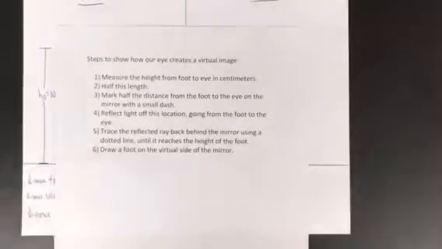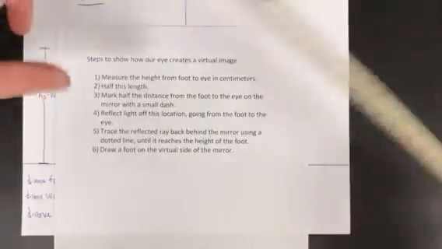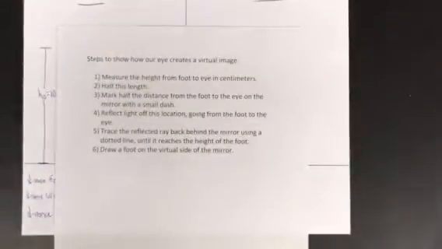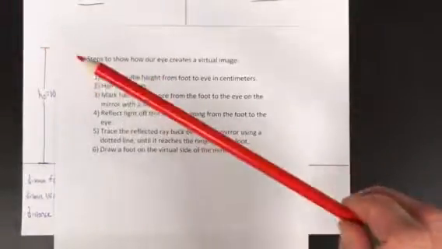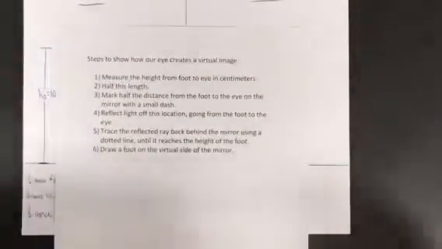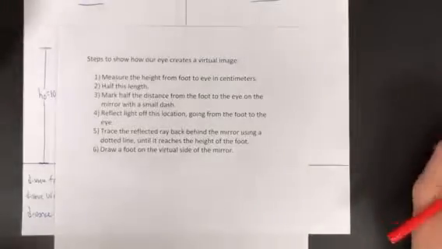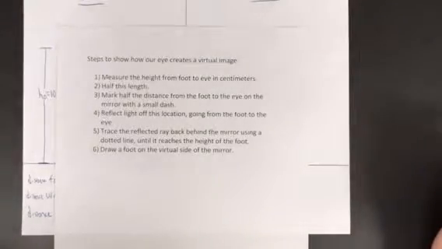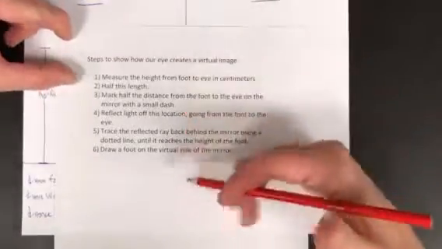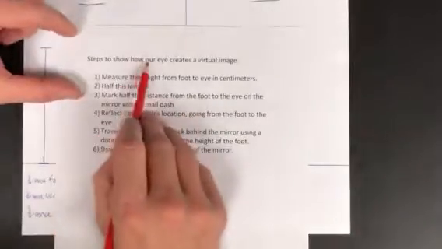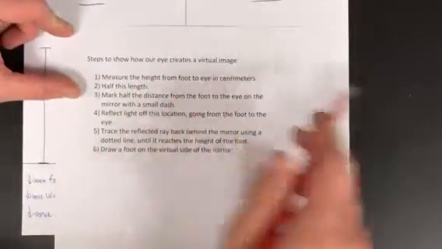Alright guys, so for this video, you're just going to need a protractor, not a protractor, sorry, a ruler, and some colored pencils. 3 different colors would be best. Alright, the first thing I want you to do is write down these steps. These steps are the steps to show how our eye creates a virtual image.